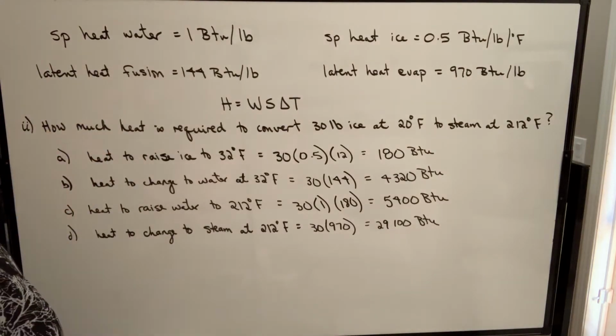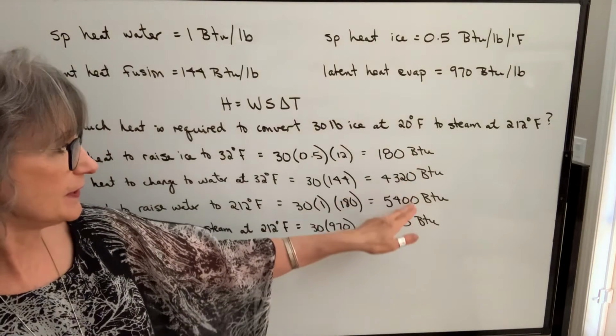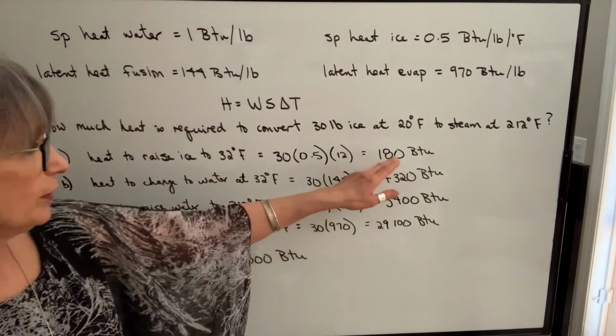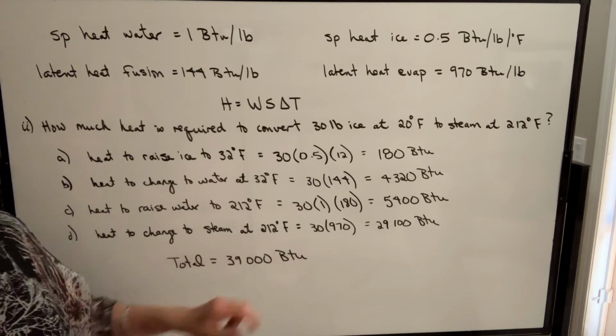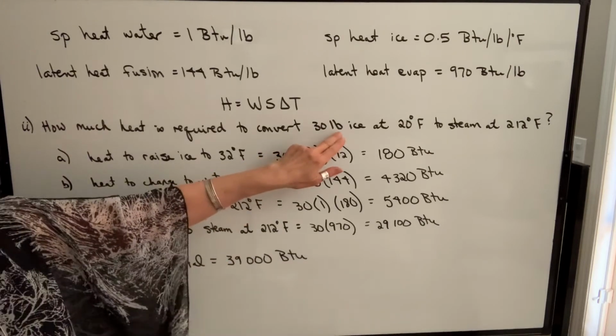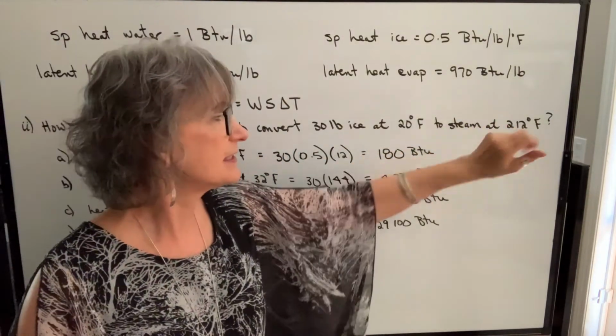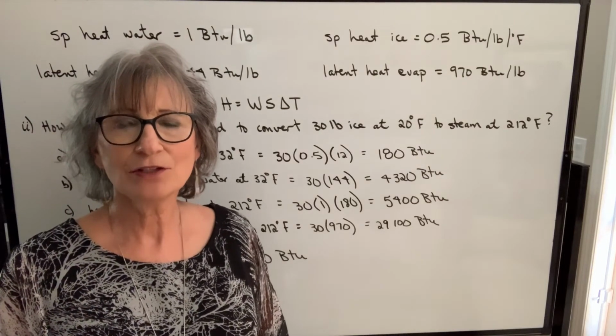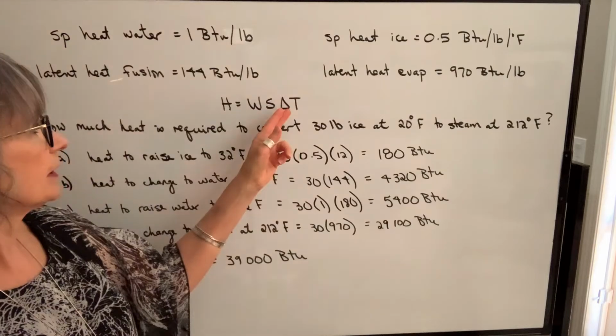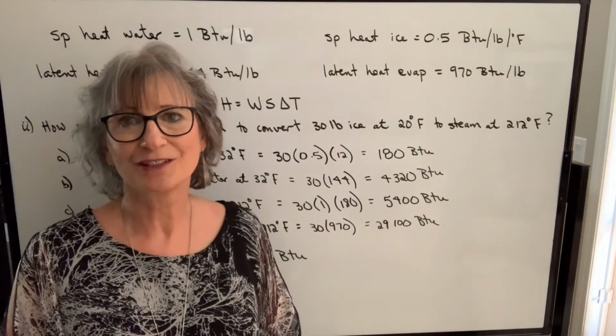Now, to find the total heat required, we're just going to add up these 4 amounts. And when we take the sum of those 4 amounts, we will get a total of 39,000 BTUs to take 30 pounds of ice at 20 degrees Fahrenheit to steam at 212 degrees Fahrenheit. Let's now look at some questions where we might need to calculate the temperature difference or a temperature.